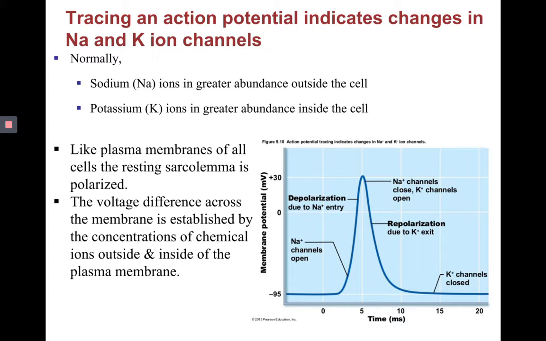Next, we're going to be looking at how to trace an action potential, because that indicates the changes in sodium-potassium ion channels as they travel in and out of the sarcolemma. So just in general, for a cell, there's going to be a greater abundance of sodium ions outside the cell and a greater abundance of potassium ions inside the cell. And that creates a certain type of voltage difference, or membrane difference, across the sarcolemma, or across any plasma membrane. But that means that the plasma membrane of all cells is slightly polarized. In a local condition, meaning just looking at one cell, we would say that the inside of the cell is more negative than the outside of the cell.